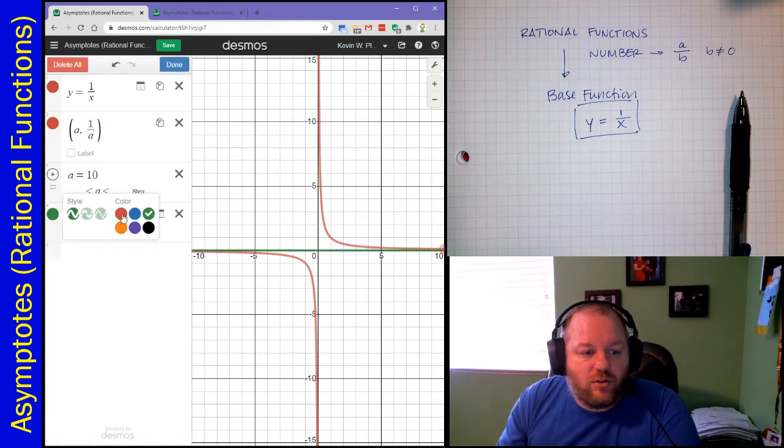Change this to black and make it dotted.